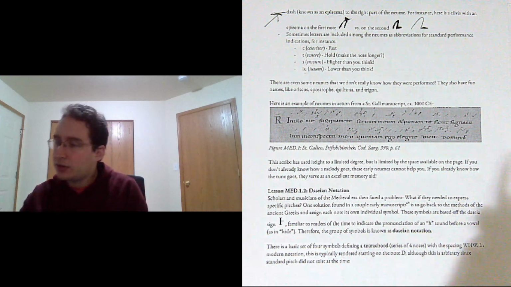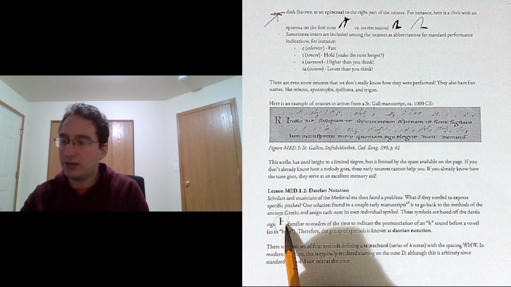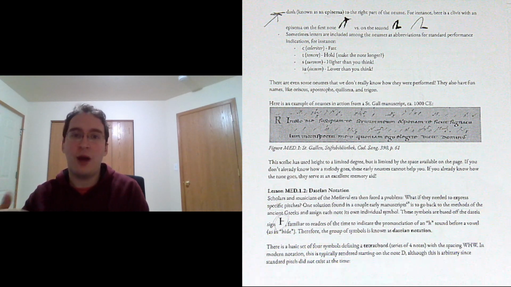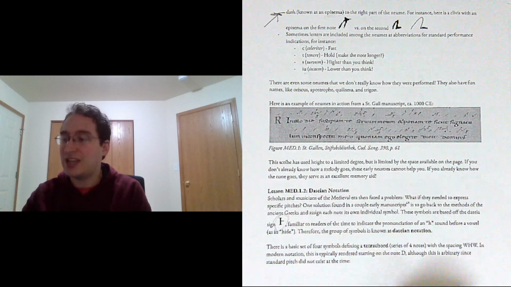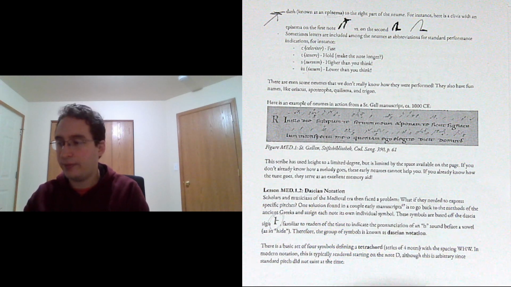So the symbols are all based off of this sign, which was known to their scholarly readers of the time as how you pronounce an H sound before a vowel, like hide. And this symbol was known as the Daesia. So this group of symbols became known as Daesian notation.